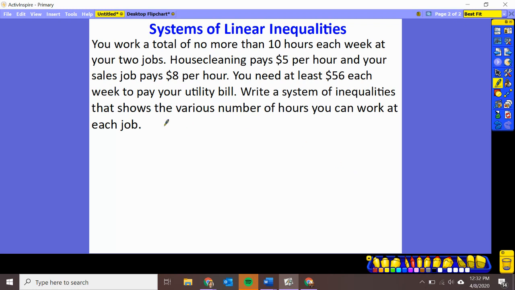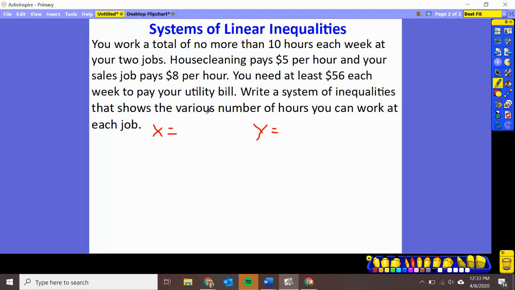Okay, so the first step in any of these, again, is to always make sure that you define what your variables are first. Okay, so we have to first know what x represents and then what y represents. Once we know those two things, then we can start building our equation, or in this case, our inequalities, okay?